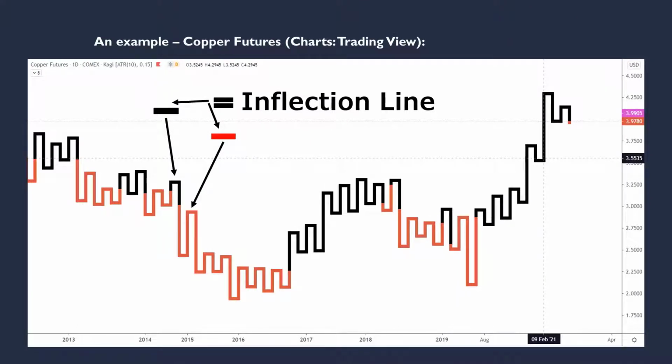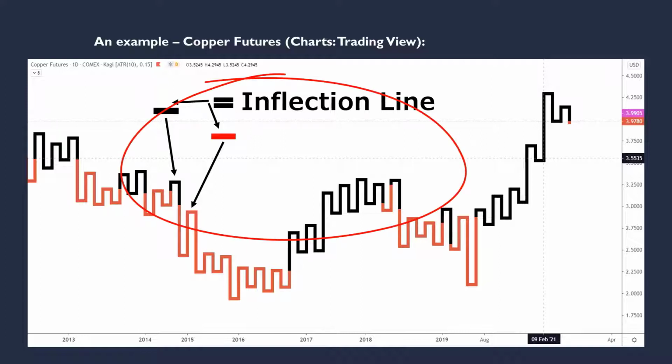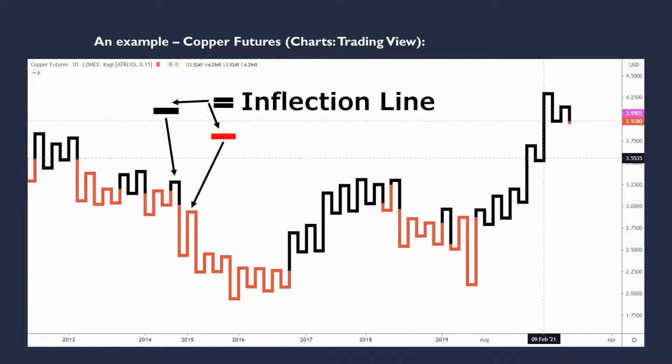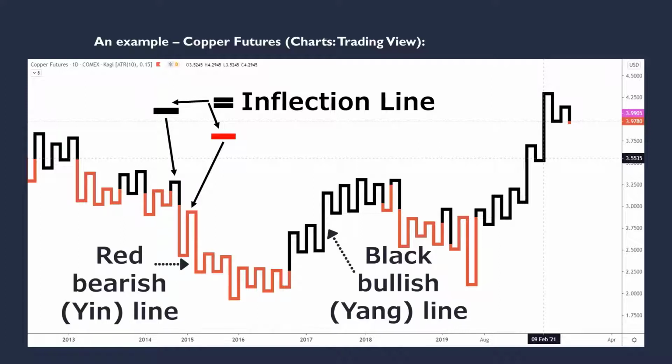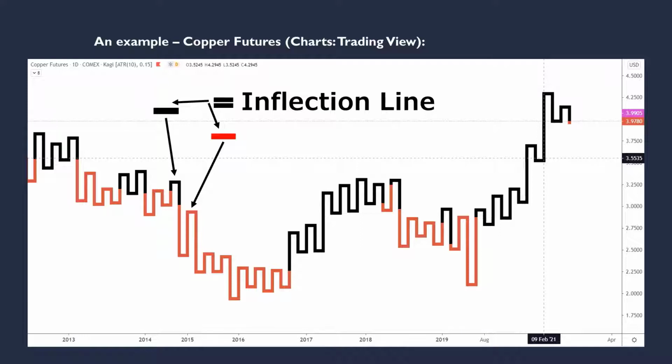So here's an example on copper futures for you to digest. See the horizontal lines, they're the inflection lines, the turning point of the price, whether it's going from bullish to bearish or bearish to bullish. And here I've set up red as bearish and black as bullish lines, and these are our Yin and Yang lines. And for the moment, really that's all we need to know.